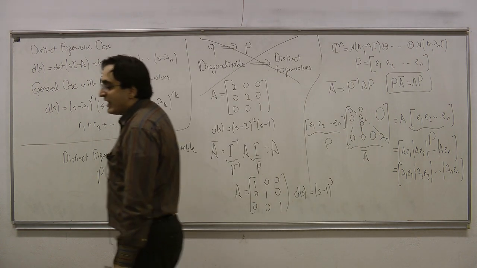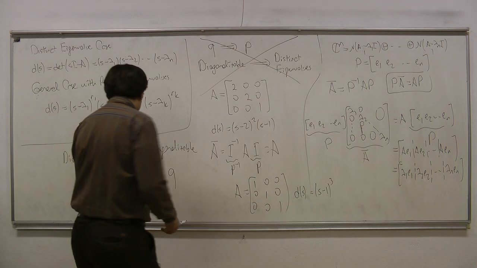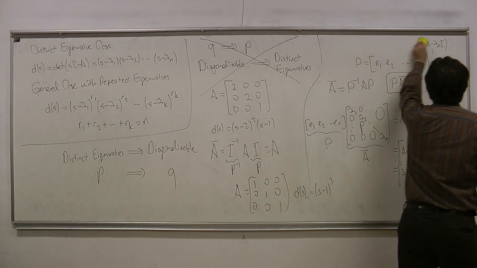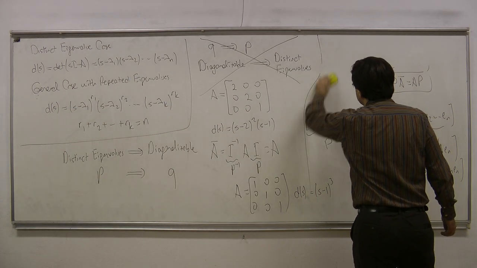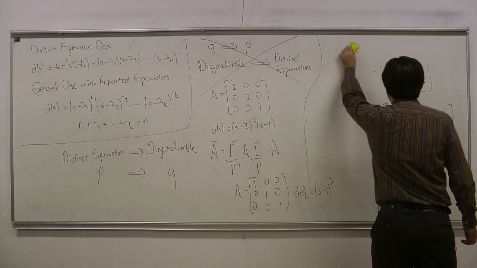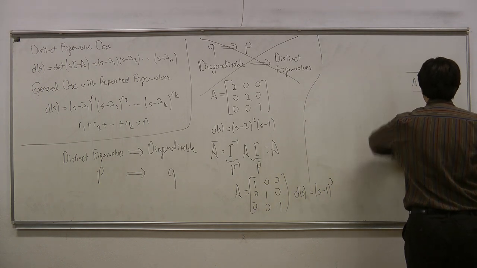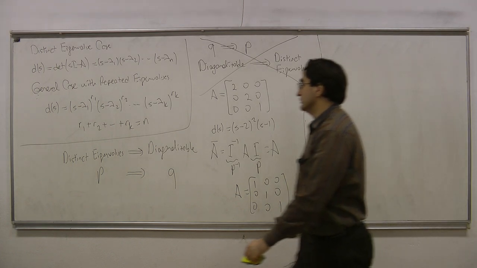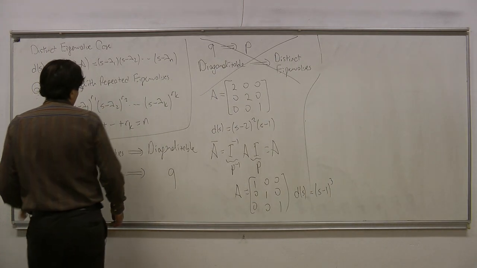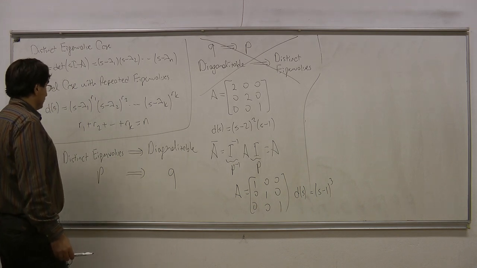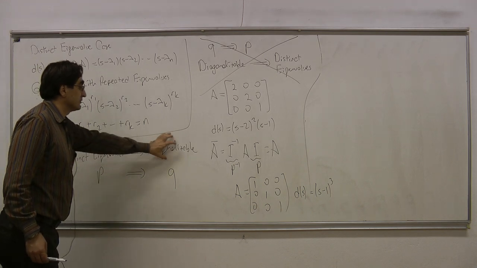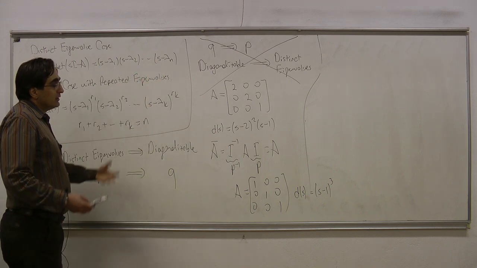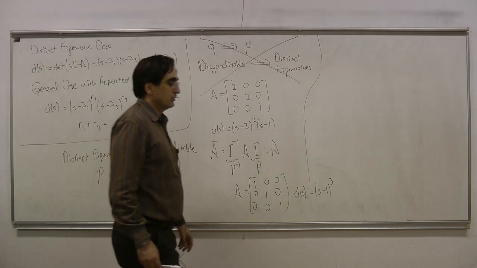So we can have diagonalizable matrices with repeated eigenvalues. So really, you cannot say a matrix is diagonalizable if and only if it has distinct eigenvalues. That double-sided implication would not be correct. We only have one-sided implication here. Distinct eigenvalues result in diagonalizable matrices, but the reverse implication would not be correct at all.